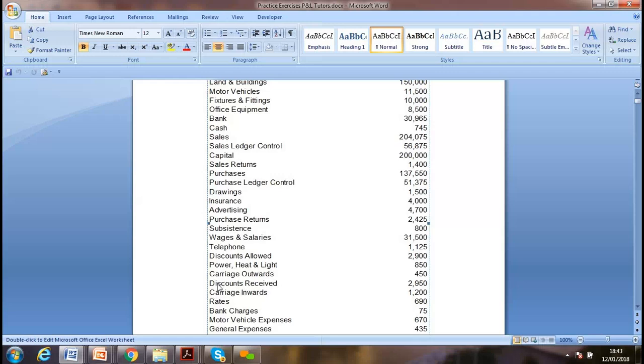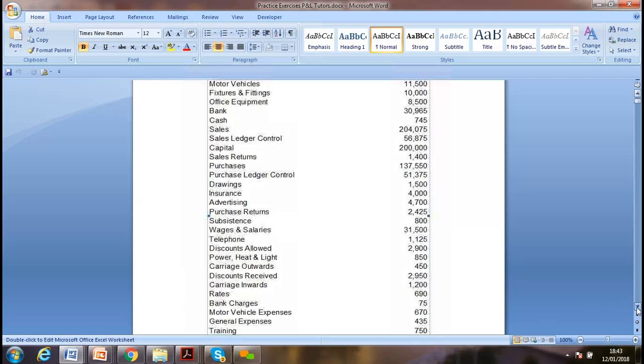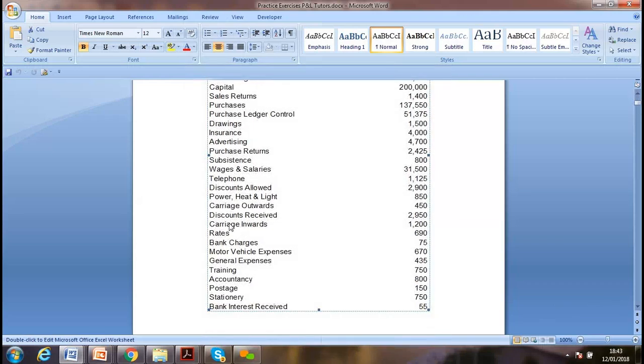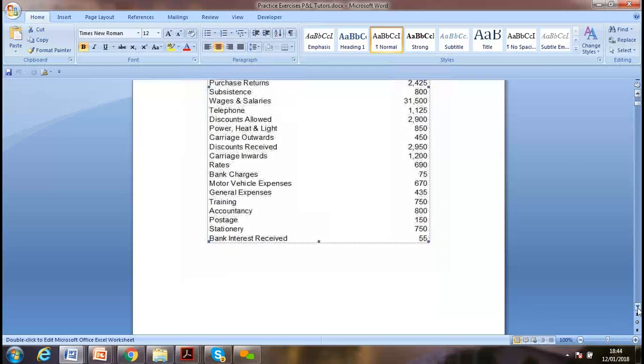Discount received is our income for the business, and income goes on the credit side. Carriage inward is a delivery charge. The goods we bought and we paid the delivery charge. We call it by the technical term carriage inward. Rates, like the council tax, is an expense. Bank charges expense. Motor vehicle expense. Journal expense. Training expense. Accountancy expense. Postage expense. Stationery expense. Bank interest received is our income, and income goes on the credit side.